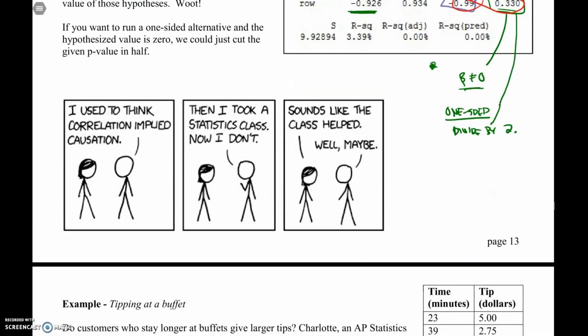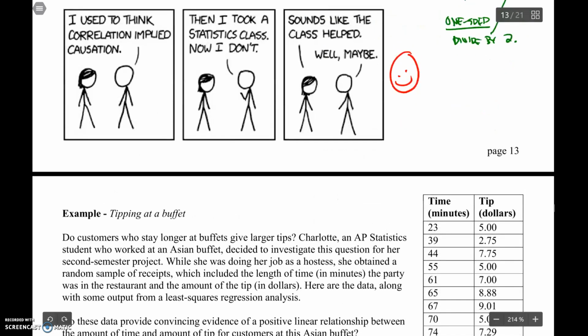I got a little comic here if you want to read it. I used to think that's one of my favorite comics, but I'm not going to read it to you.